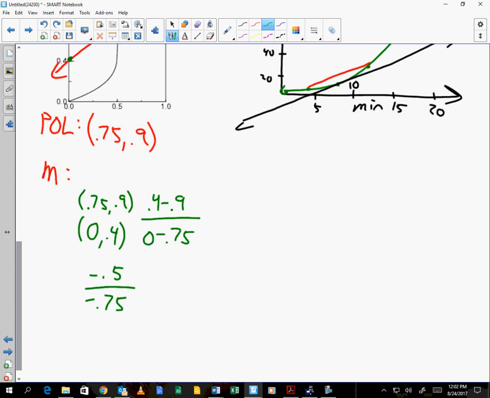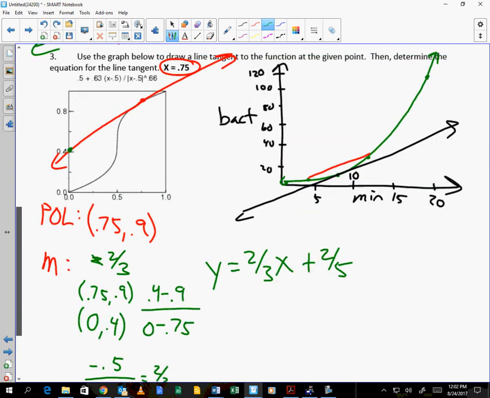Anybody do that for me? 2/3. So slope is 2/3. So I have y equals 2/3 x. And here's what's cool. Did I already pick out what the y-intercept was? Yeah, I already picked out 0.4. I was trying to help myself. I'll write it as 2/5.